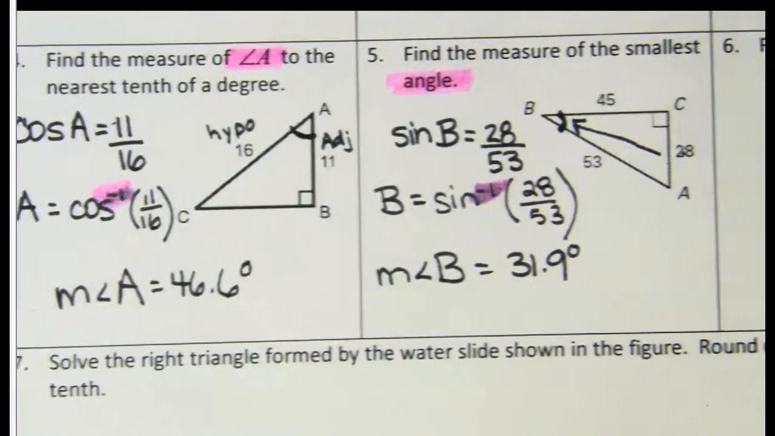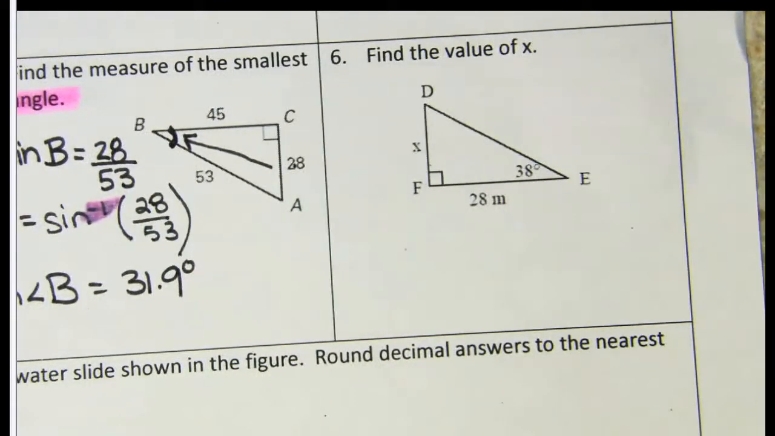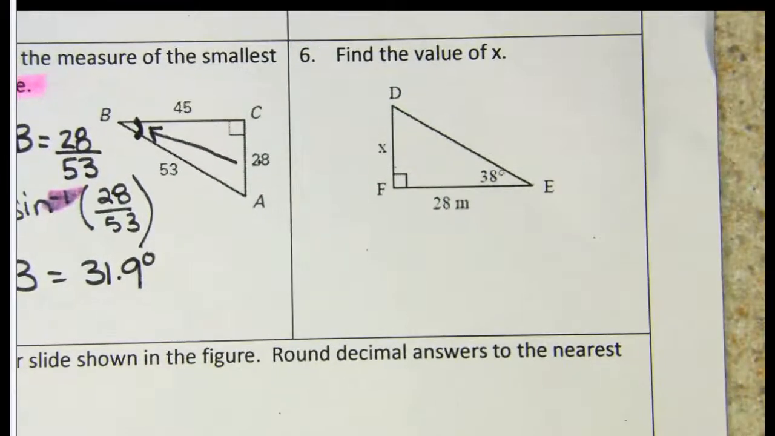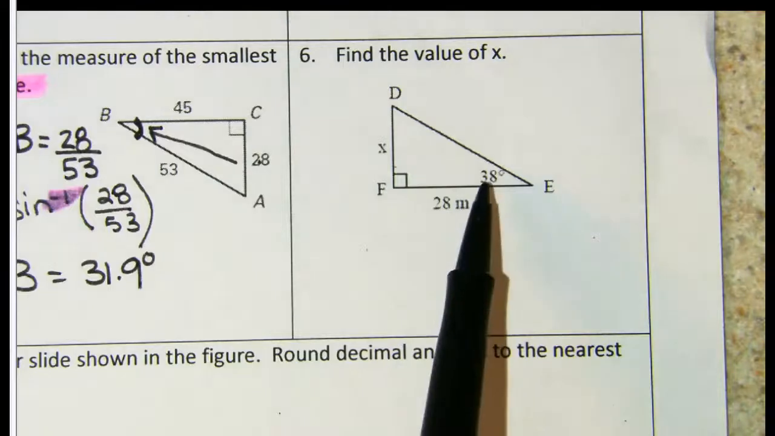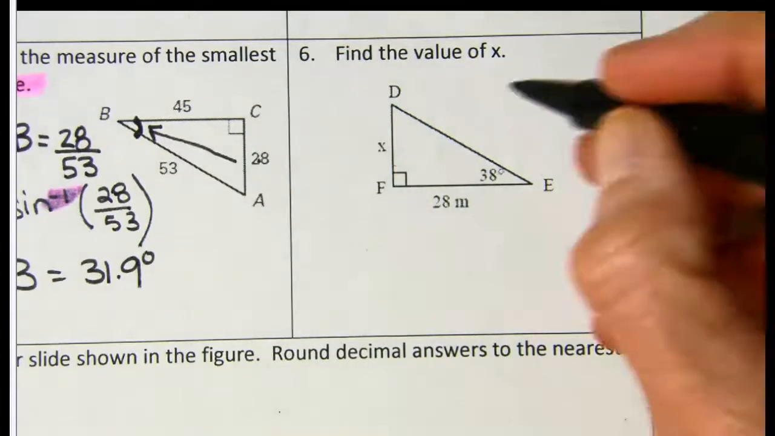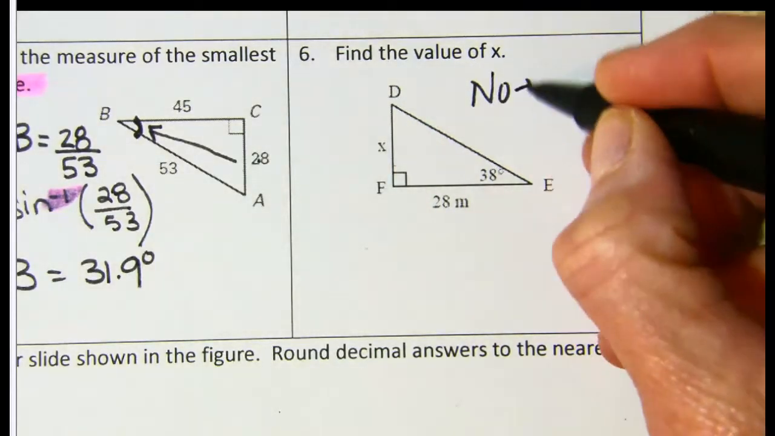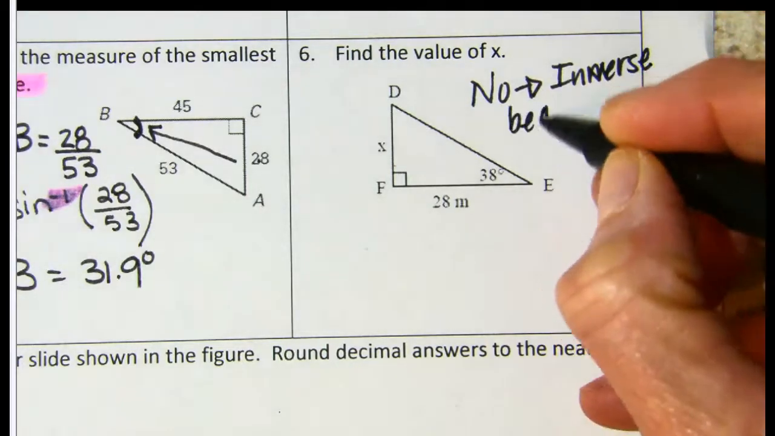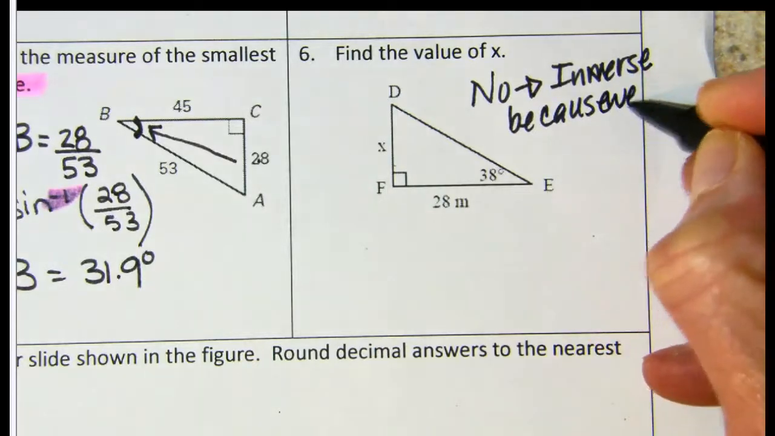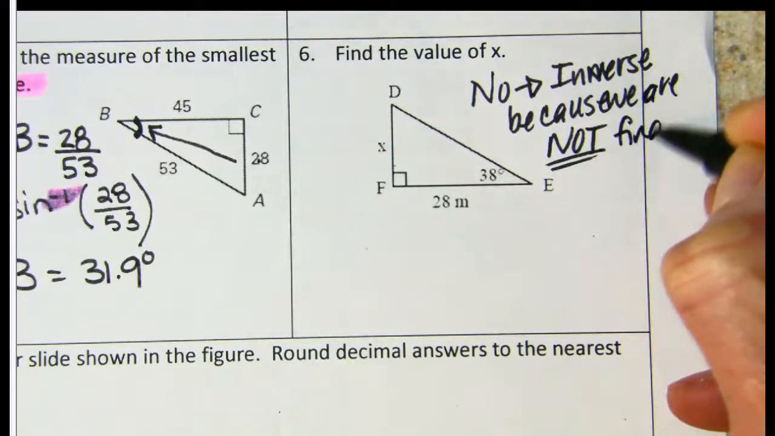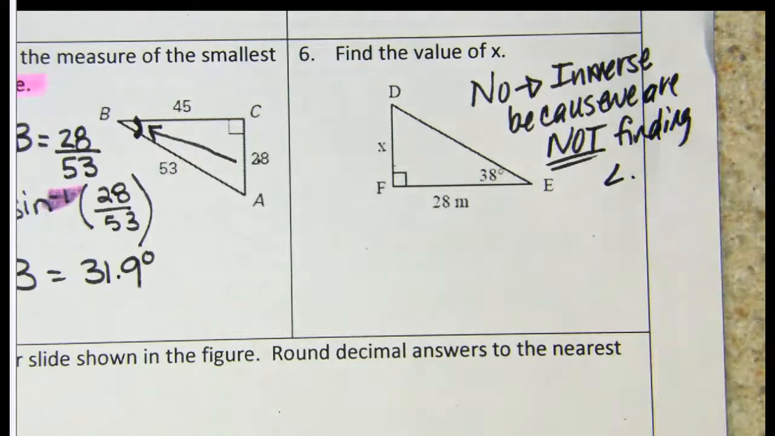Now, moving to question 6, it says find the value of x. So the first thing you should notice is, I am not finding an angle. They gave me an angle. So I can find this other angle very easily, but that's not what it's asking me to do. So I want you to note, this is no inverse problem, because we are not finding an angle. The only time you're going to use the inverse function is when you are finding an angle.